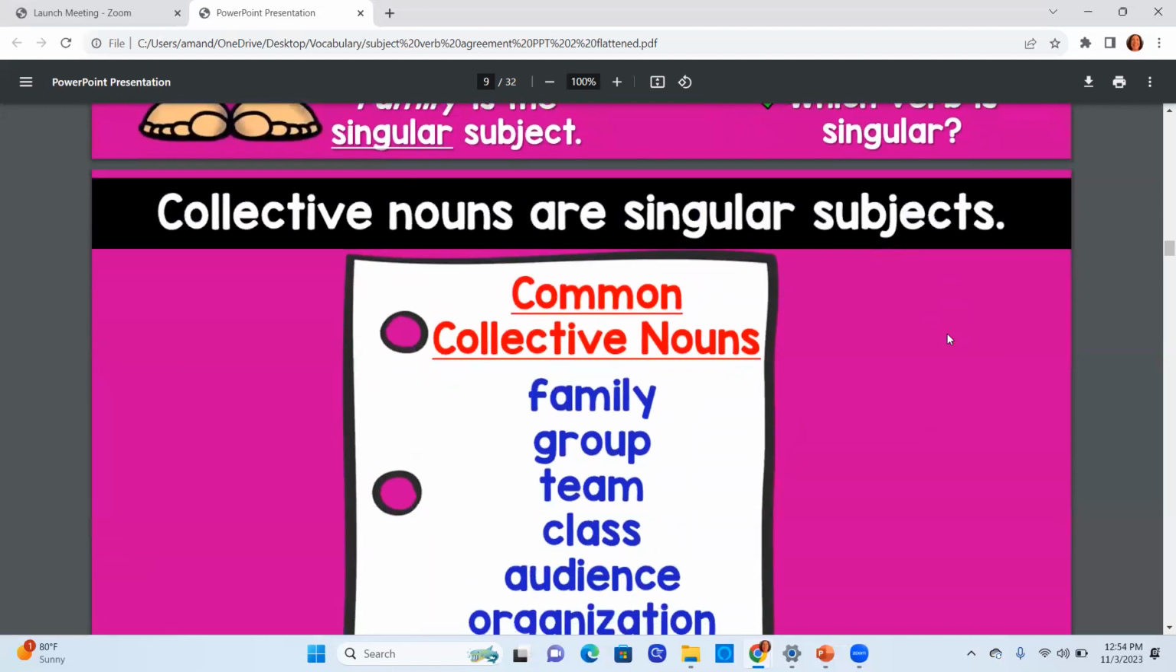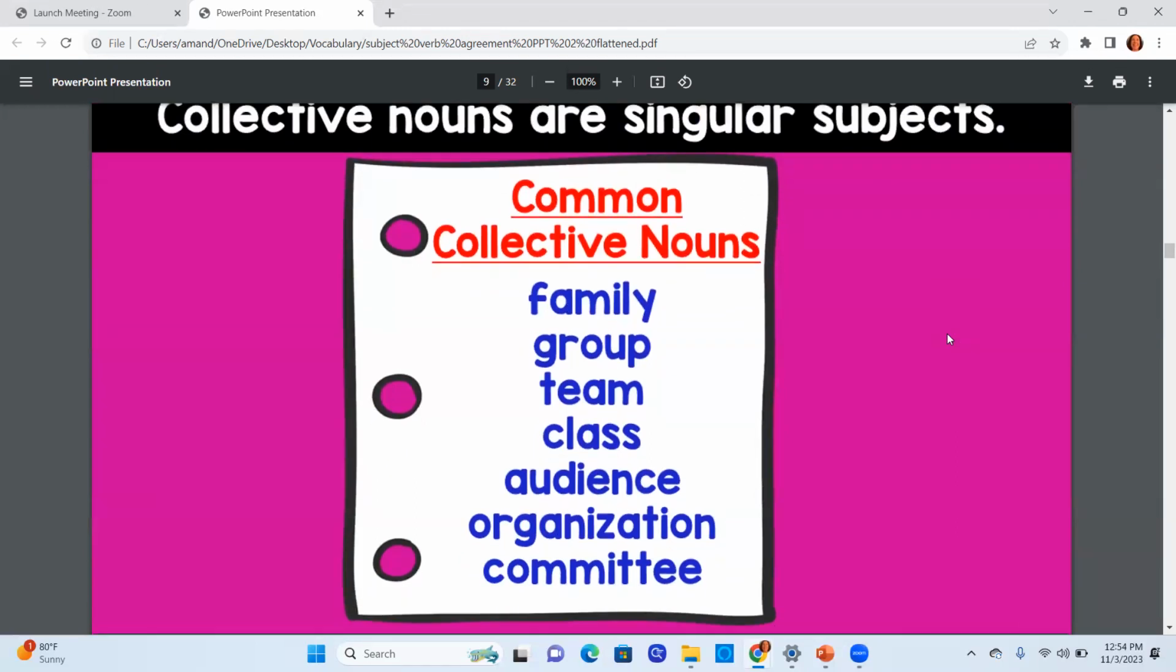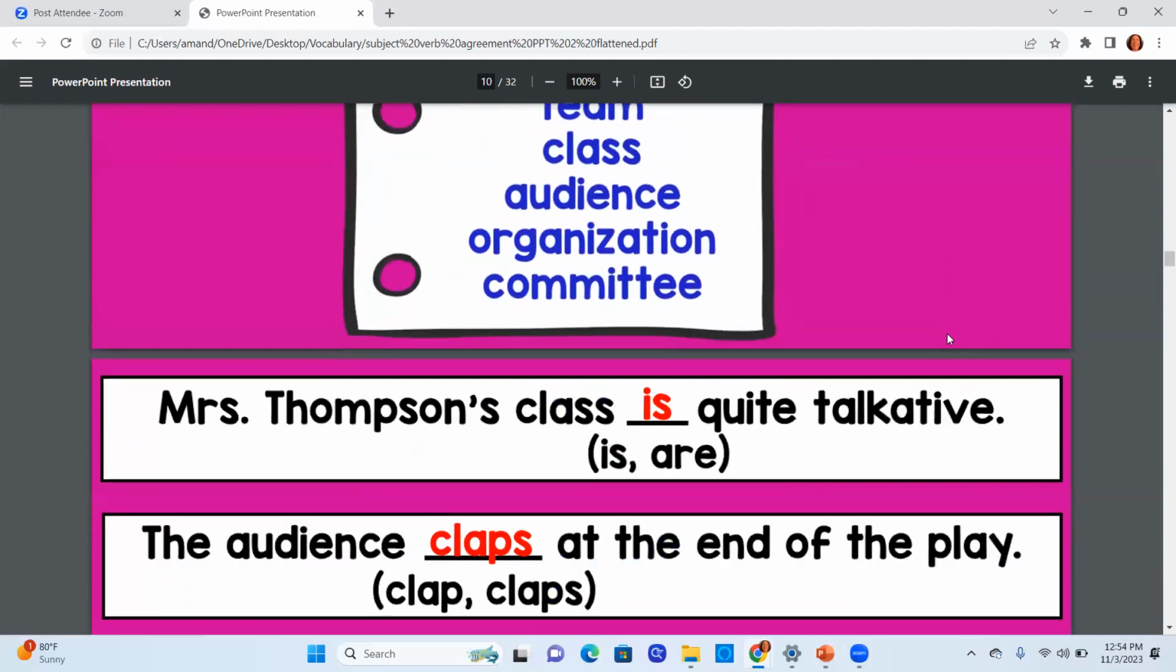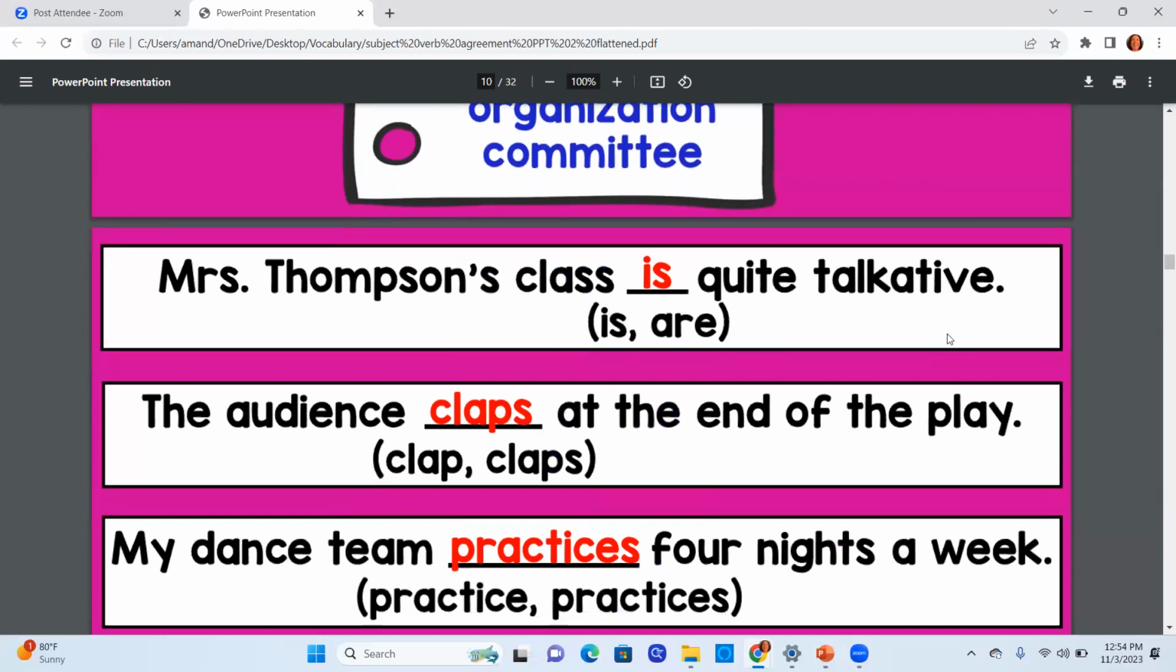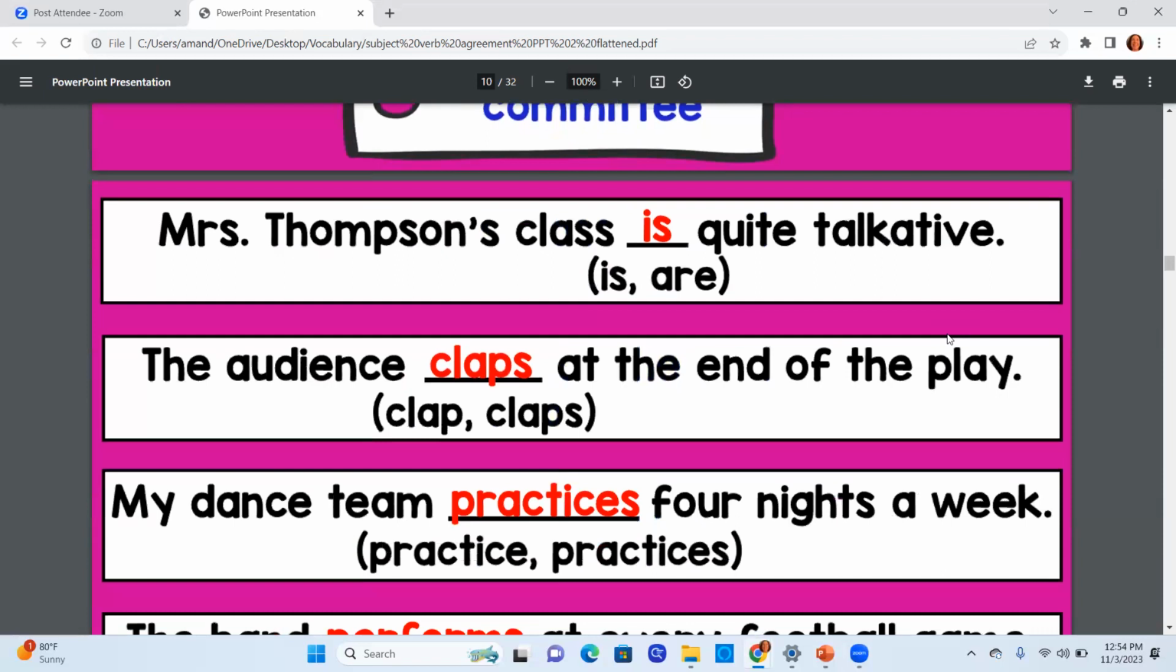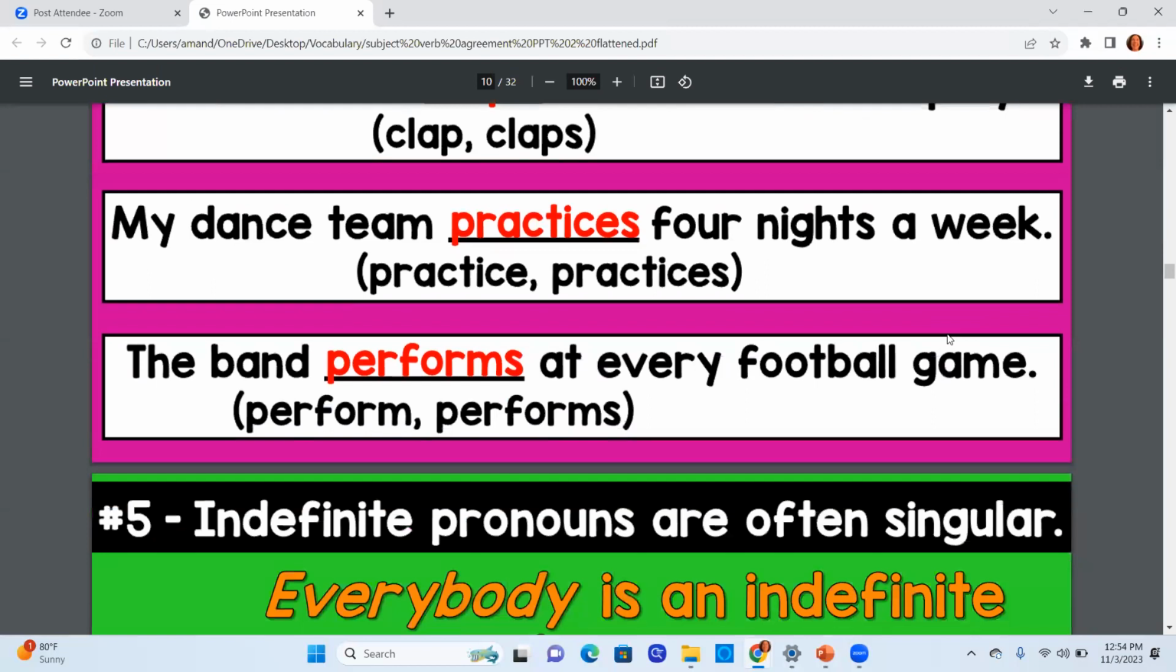Collective nouns are singular subjects. Some of our common collective nouns are family, group, team, class, audience, organization, or committee. Mrs. Thompson's class is quite talkative. We, of course, will use is. The audience claps at the end of the play. My dance team practices 4 nights a week. The band performs at every football game.